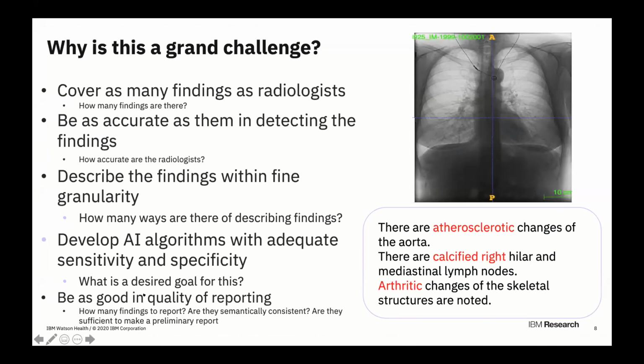So you might say, why is this a grand challenge? The grand challenge comes from the fact that the imaging that we are interpreting is, as we said, very poor quality as such, and a variety of it from various hospitals and settings. But the most important reason is that if you want to claim that the machine can actually produce a report that is at the level of the entry-level radiologist, it must be able to have a full coverage of findings.